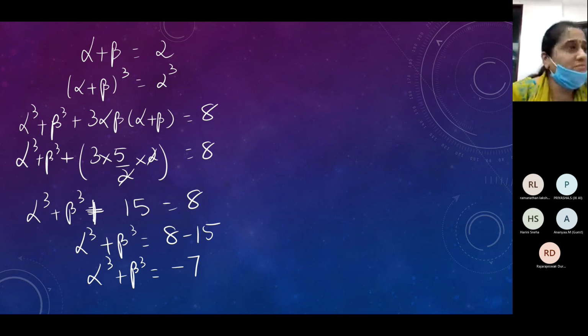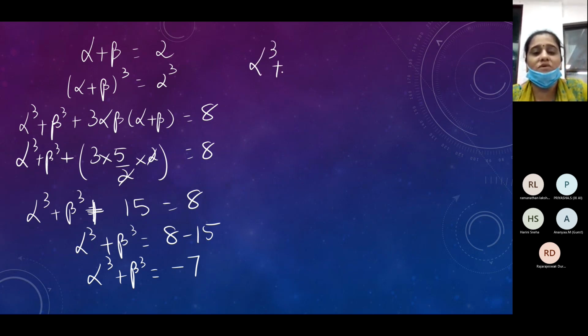Understood, children? You don't have to remember any identity. Simply cubing on both sides, you can get it. Of course, you'll have to remember this: A plus B the whole cube is A cube plus B cube plus 3AB into A plus B. See now, we have this one directly. You know what is A cube plus B cube? A cube plus B cube is A plus B into A squared minus AB plus B squared.